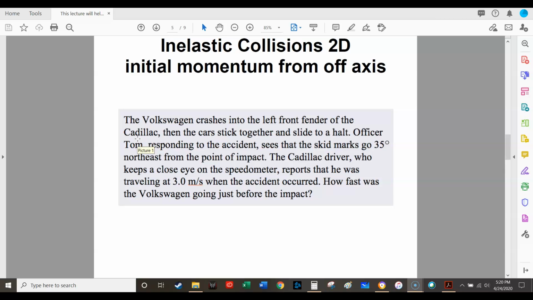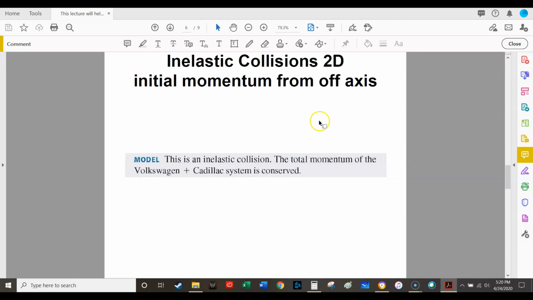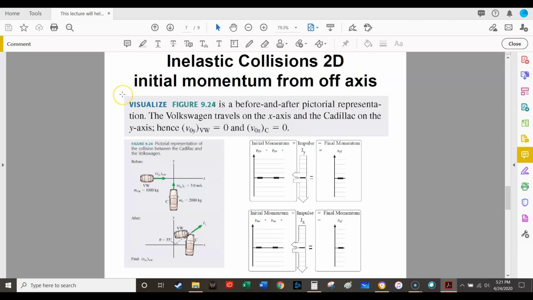The angle they were traveling at after the impact was 35 degrees northeast, which means up and to the right. The Cadillac driver keeps a close eye on the speedometer and reports that he was traveling at 3 meters per second when the accident occurred. We want to know how fast the Volkswagen was going, to figure out who's at fault. We know that momentum during an inelastic collision is always conserved.